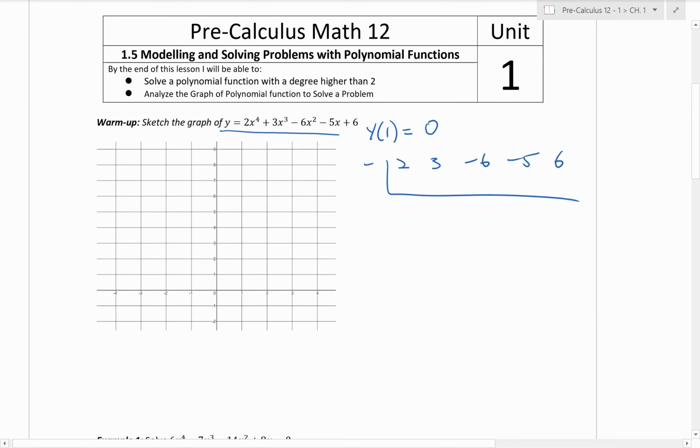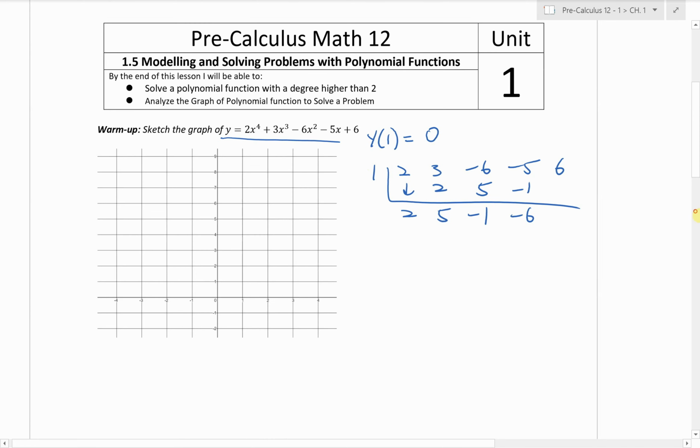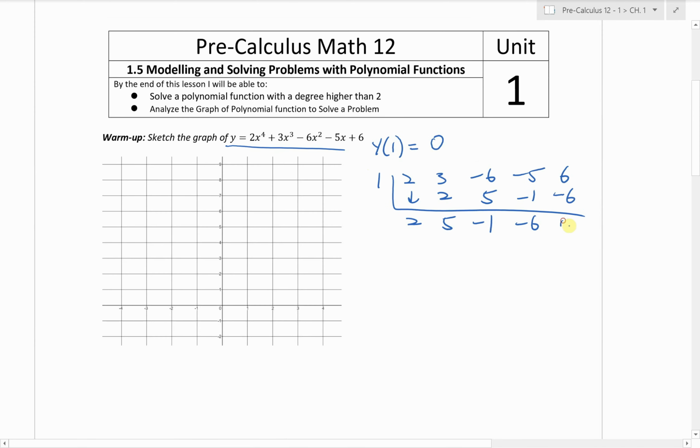I can put in 1 here. That's 2. 2 added together is 5. That's -1 times 1, that's -1. -6 times 1 is -6 here. Added together is a 0. So I know x minus 1 is a factor. And then after that, I will get 2x cubed plus 5x squared minus x minus 6.